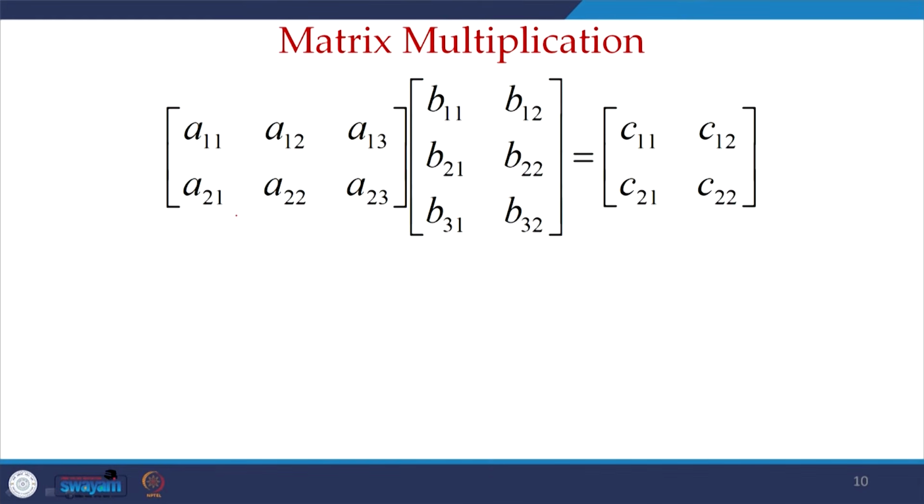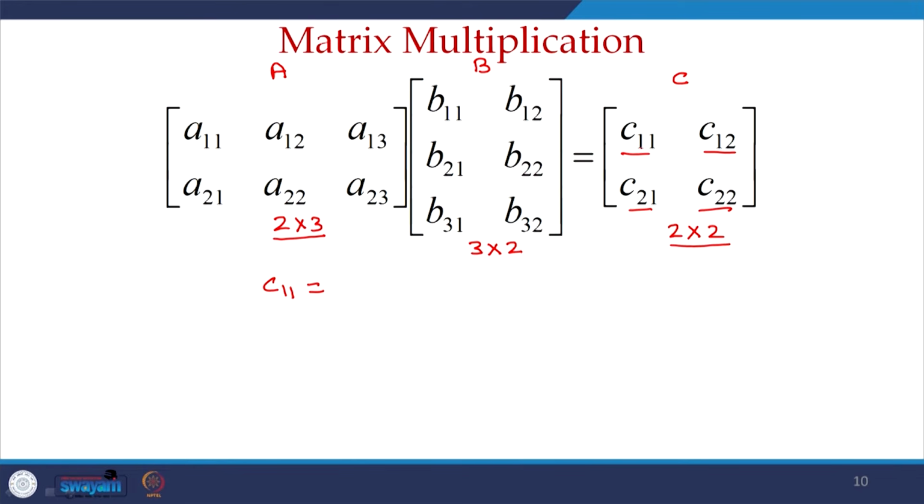So, for example, see this example. It is a 2 by 3 matrix, it is a 3 by 2 matrix. So, let us say it is A, it is B and it is C. So, obviously, the output matrix will be of size 2 by 2. Now, how to compute the entries of this resulting matrix? So, what will be C11?